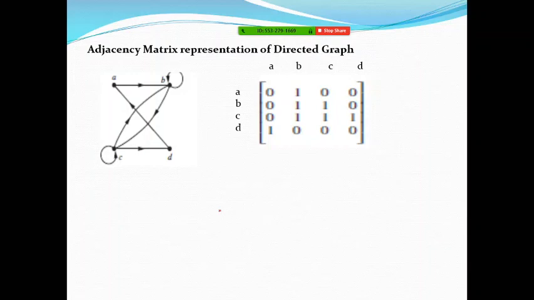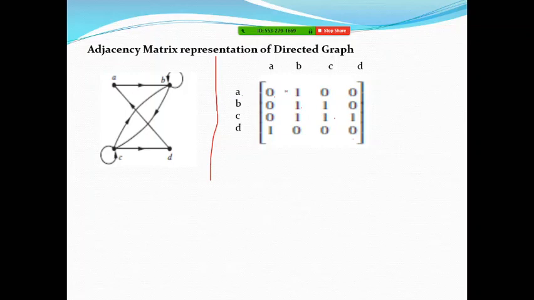Like this graph, it contains 4 vertices. For defining its adjacency matrix, we need a 4 by 4 matrix. So A, B, C, D on this side and A, B, C, D on this side. These diagonal entries are for the loops: AA, BB, CC and DD. At A there is no loop, so 0. At B there is a loop, and at C there is a loop, so these are 1, 1, and then it is 0.